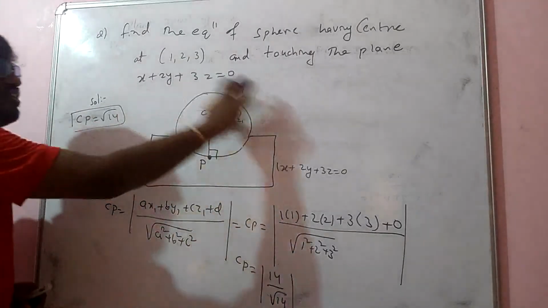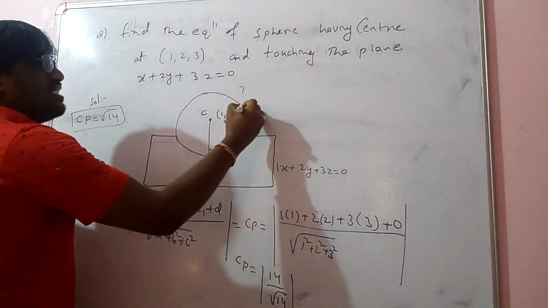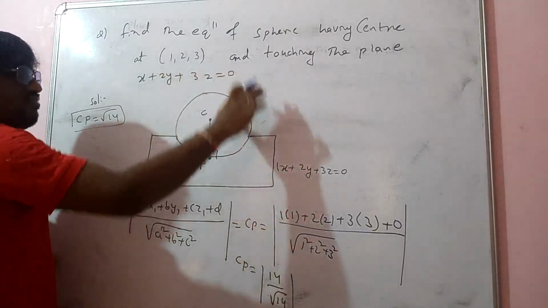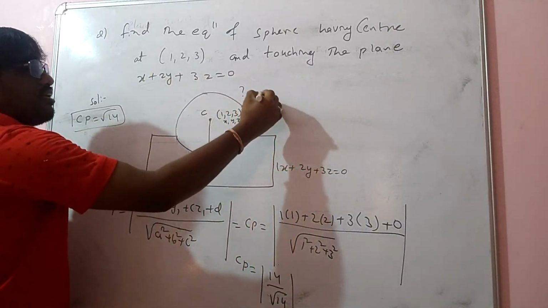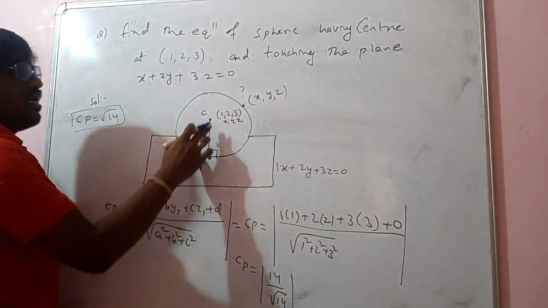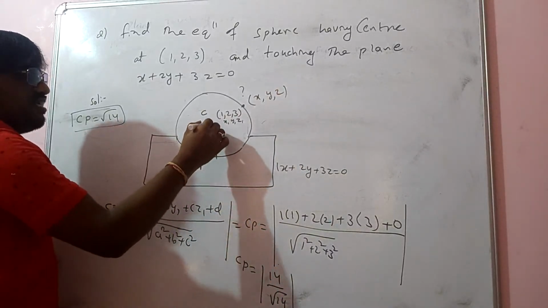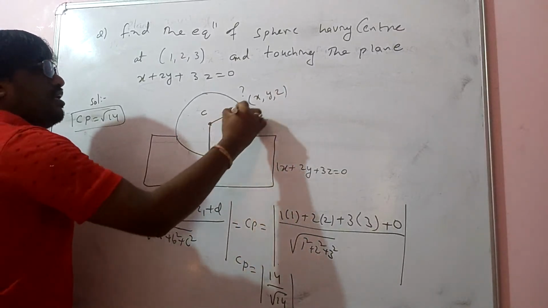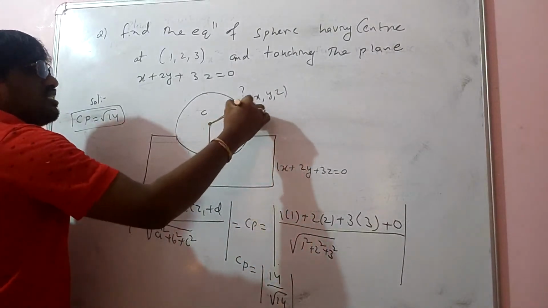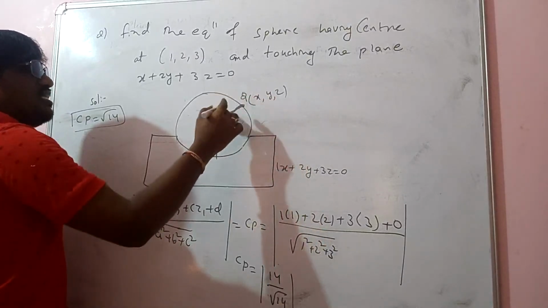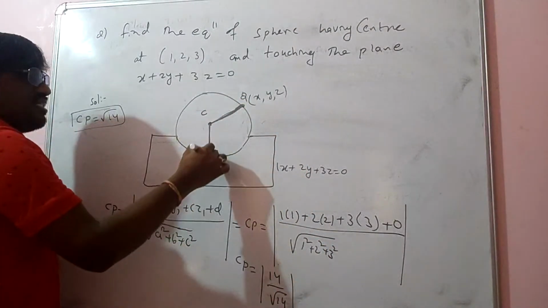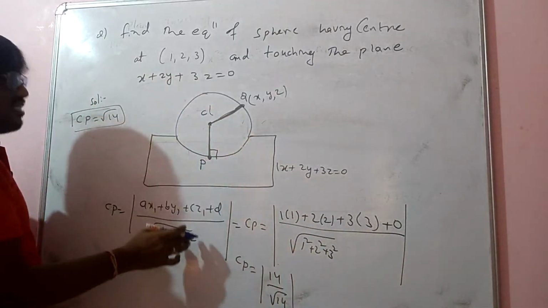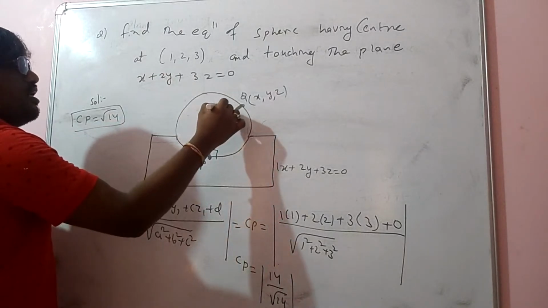I want to find the equation of the sphere. So let us take a general point Q on the sphere, x comma y comma z. You know that the distance of this radius and the distance from this radius will be the same. That is what I want to say. So if I take Q, the distance PQ and the distance CP are the same. C is the point that is given, 1 comma 2 comma 3.